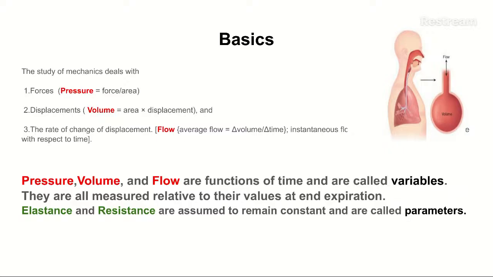Volume change per unit time is flow. So if I'm saying volume is area of displacement multiplied by height of the bellows moved, that is volume. So rate of change of displacement is flow, that is volume change per unit time.